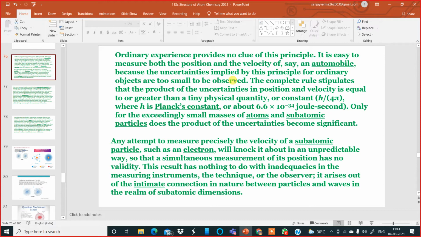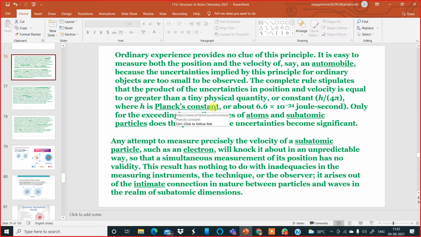But the complete rule stipulates that the product of the uncertainties in position and velocity is equal to or greater than a tiny physical quantity or constant, which is h by 4 pi, where this h is Planck's constant.